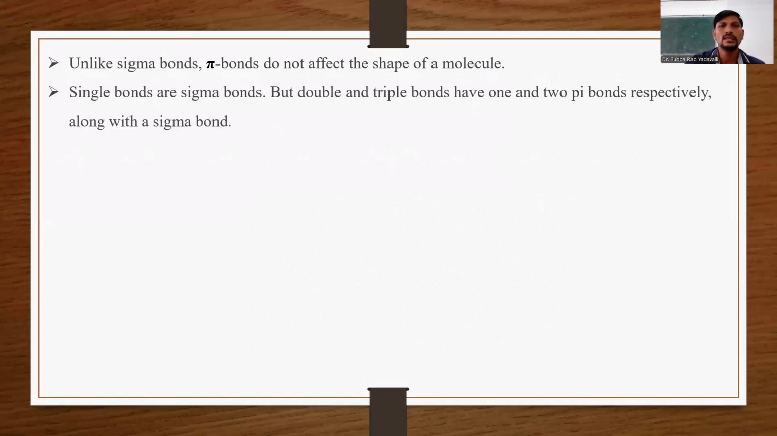And next one, single bonds. Single bonds are always sigma bonds. In between two atoms, if any single bond is present, that is the indication of formation of a sigma bond. But triple bonds and double bonds have pi bonds. The first formed bond is the sigma bond, then the bond formed after that is the pi bond.